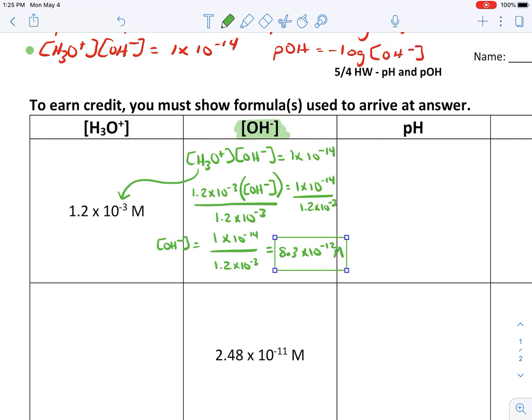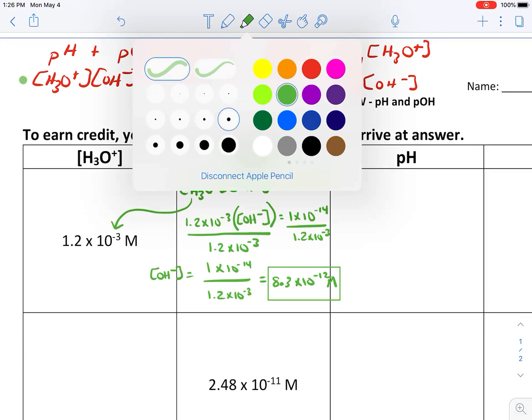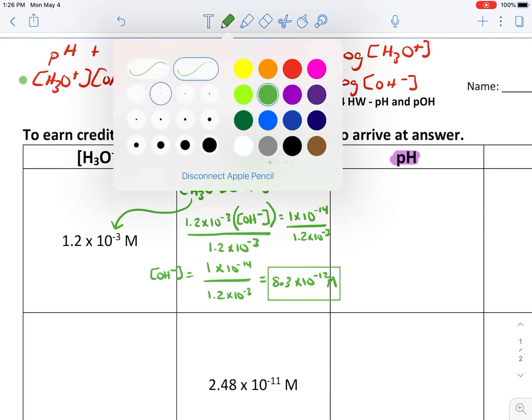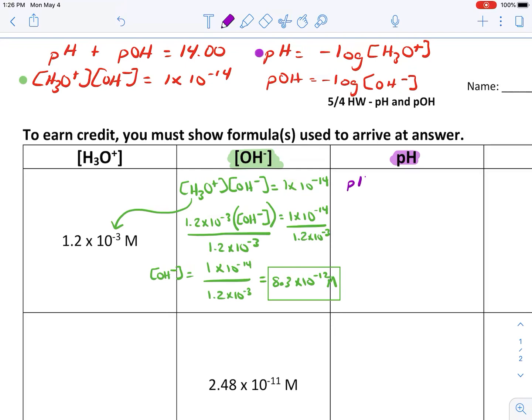Now for the next one, we're looking for pH. Going back up top, we're going to change colors. Let's go to purple this time. When we're looking for pH, look at this formula right here. We can use pH equals the negative log of our hydronium ion concentration, because we have our hydronium ion concentration. So we plug in the negative log of 1.2 times 10 to the negative 3rd, and this will give us our pH.